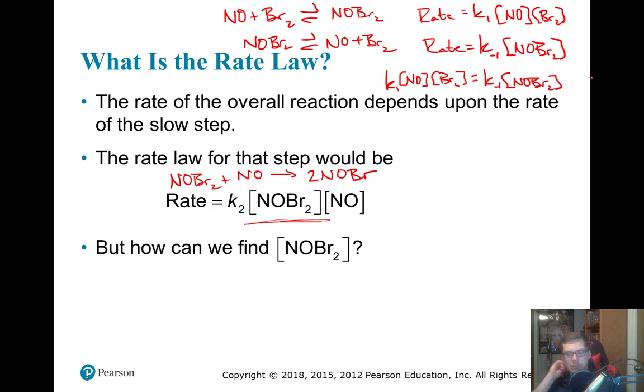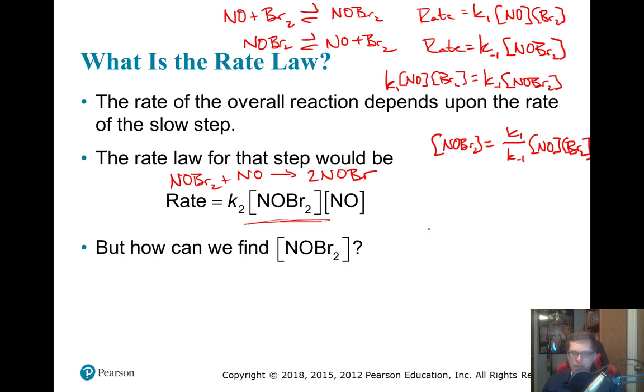Okay? All right, so that makes sense, right? Because we're at equilibrium, so these two have to be equal to each other. And then it'd be easy enough. All we have to do, if this is our rate law and the problem is this guy, we can solve for NOBr2. So the concentration of NOBr2 would be equal to K1 divided by K minus 1 times the concentration of NO times the concentration of Br2.